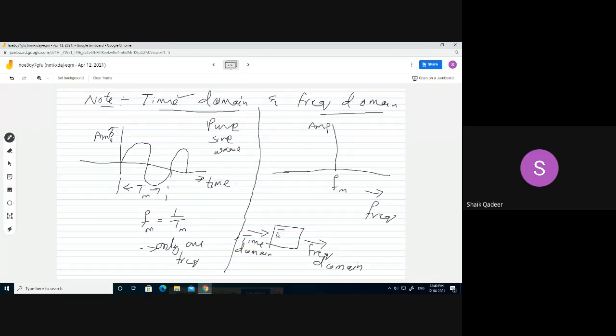This is nothing but FT. FT stands for Fourier transform, right? If we apply the Fourier transform, the picture moves from the time domain to the frequency domain, right? Yes, no? Yes, sir.